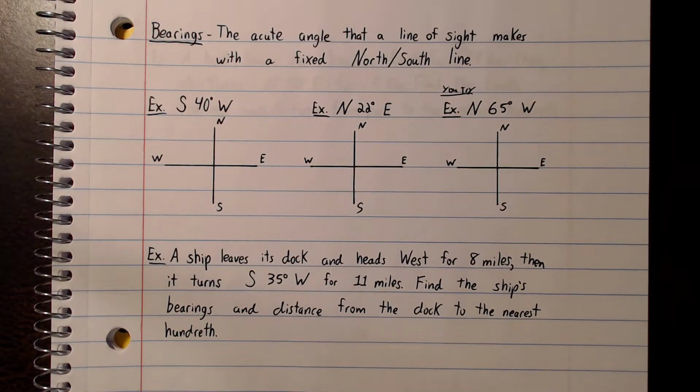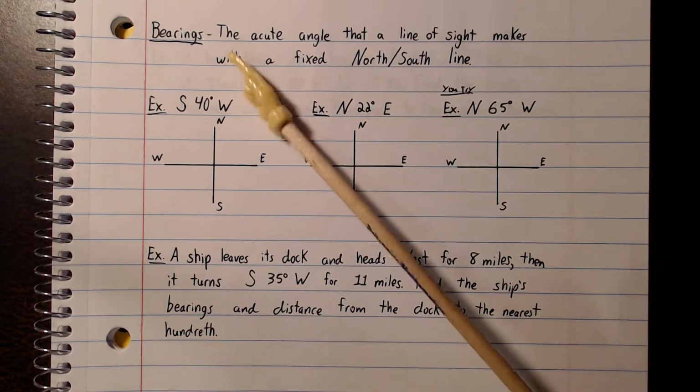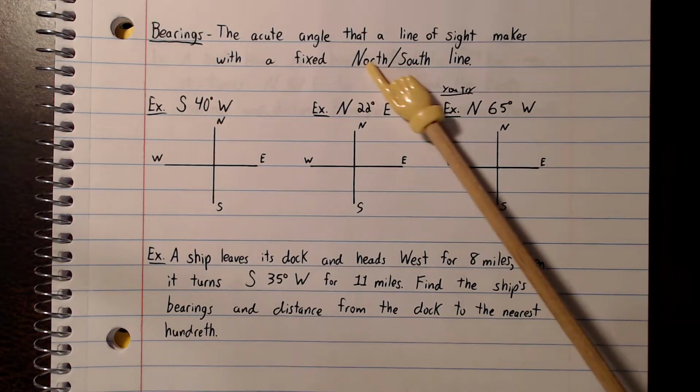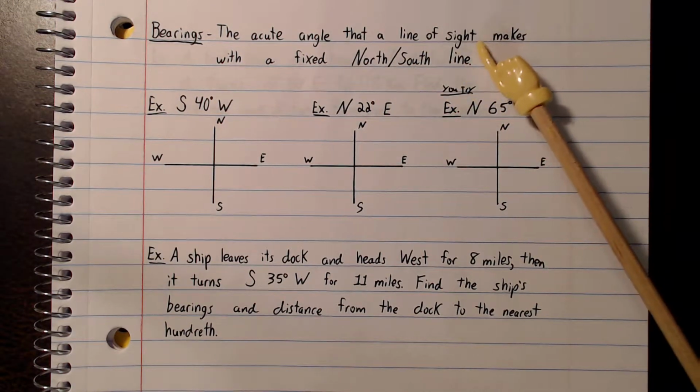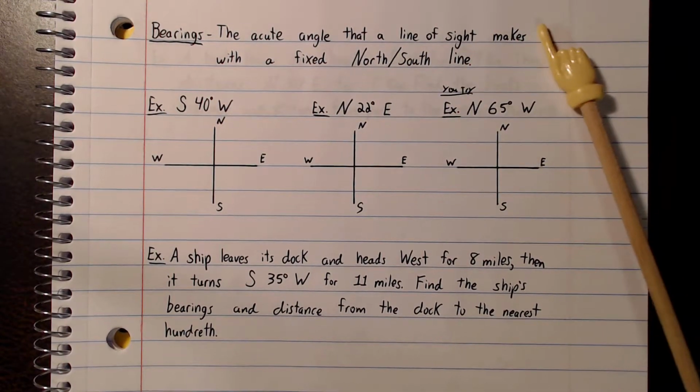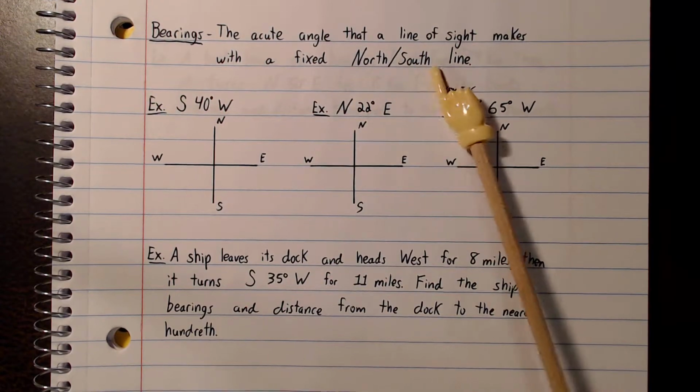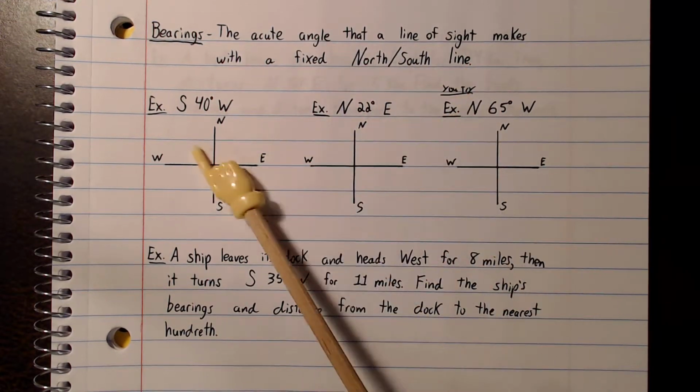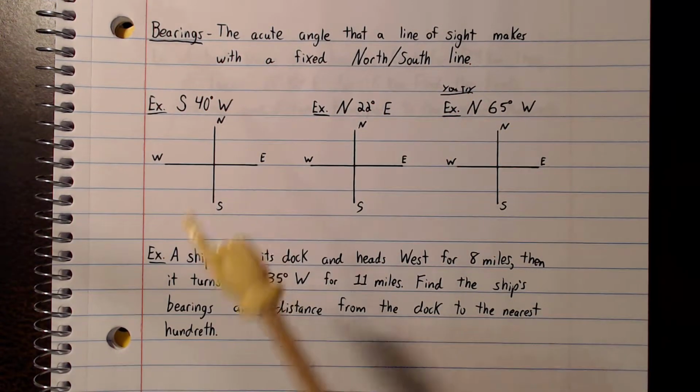With airplanes, you use a fixed north line versus boats, they use a fixed north-south line. And if you notice our definition, a bearing is just the acute angle that a line of sight, so wherever we're looking, would make with a fixed north-south line. So we're going to look at a quick example of how these work.